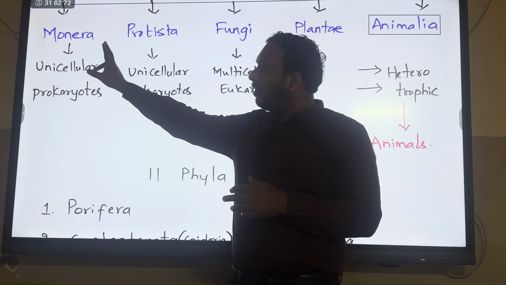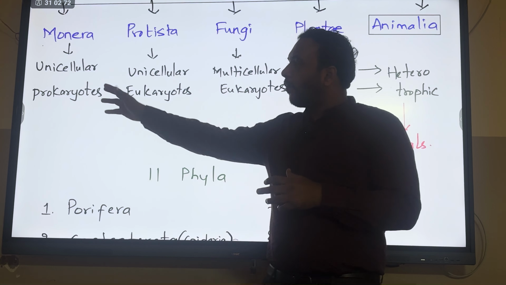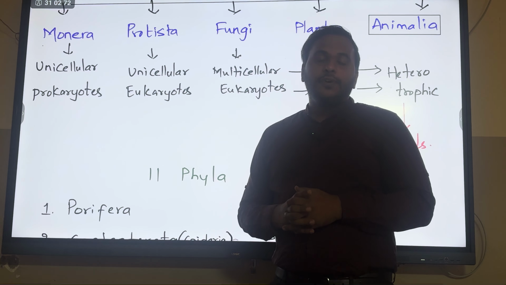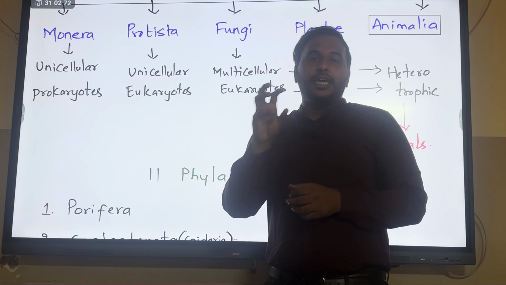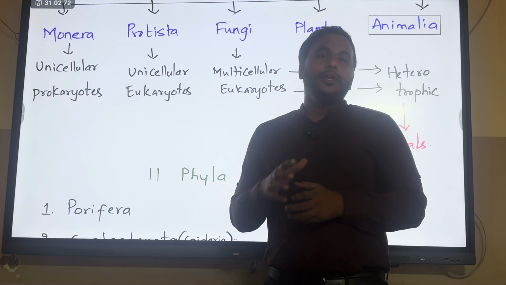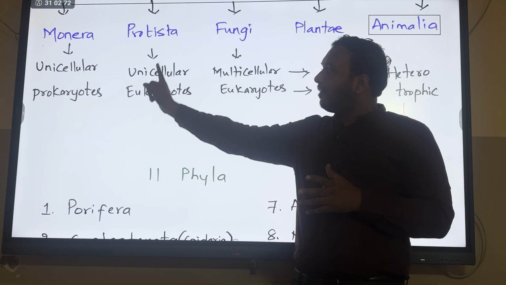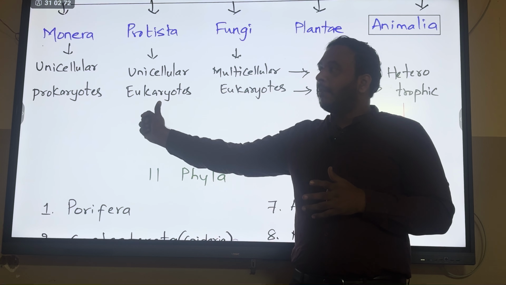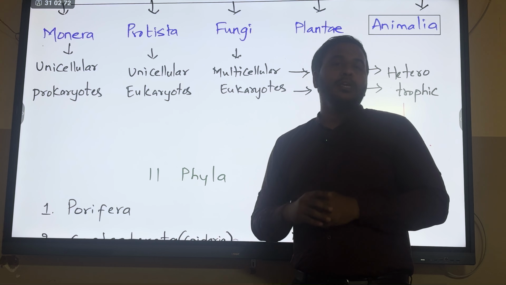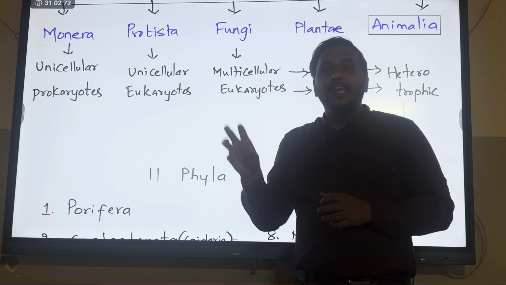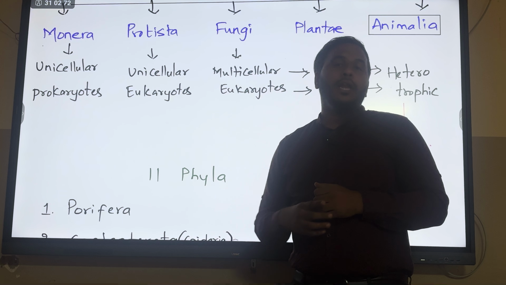Now let us understand the Monera. Monera is a unicellular kingdom consisting of exclusively prokaryotes. So we know what are prokaryotes. Pro stands for primitive and karyo means nucleus. So primitive nucleus, that means the genetic material is present but there is no nuclear membrane. Now let us understand what is Protista. Protista are also unicellular organisms but eukaryotes. Eu stands for true, karyo means nucleus. That means the genetic material will be covered, that means protected, by a nuclear membrane.